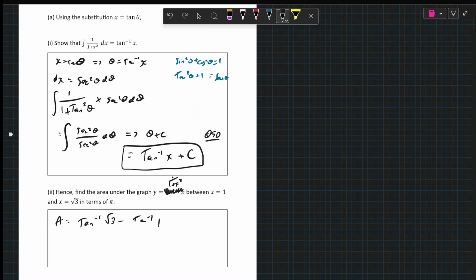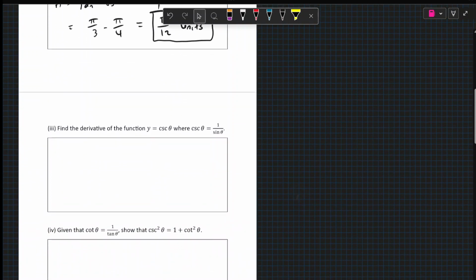Now, tan inverse root 3, if you think, is going to be a large angle, so I think it's pi over 3, but I will just double check here. Tan inverse root 3 is pi over 3, so that is pi over 3 minus tan inverse of 1, which is pi over 4, and then pi over 3 minus pi over 4, I believe, is pi over 12. Yep. So that equals pi divided by 12 in units squared. And they want me in terms of pi, so there we go.